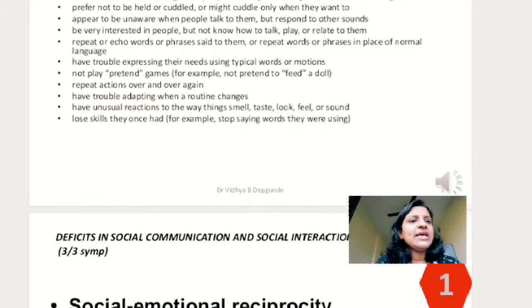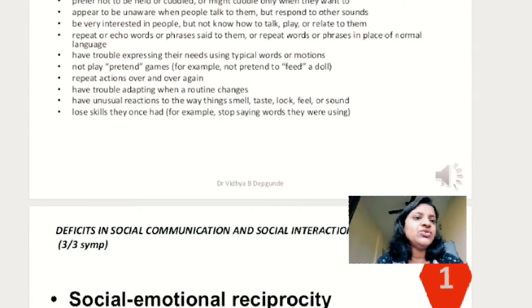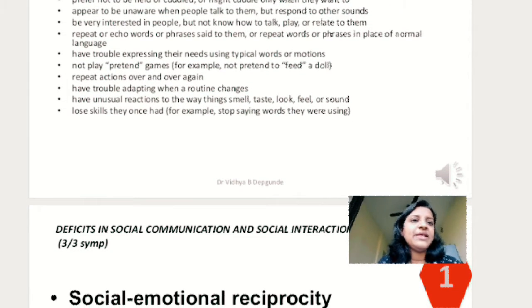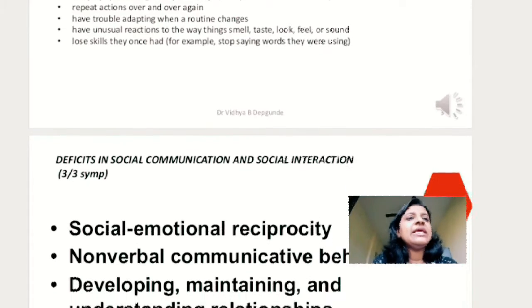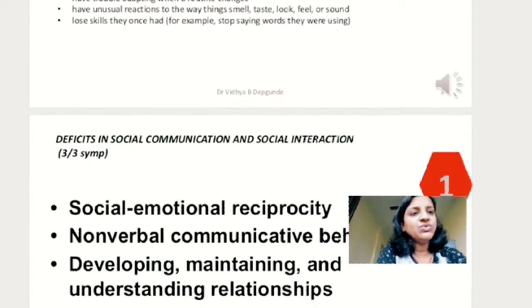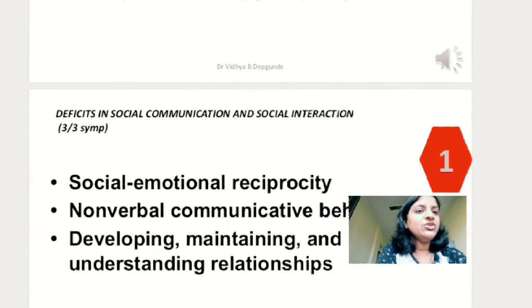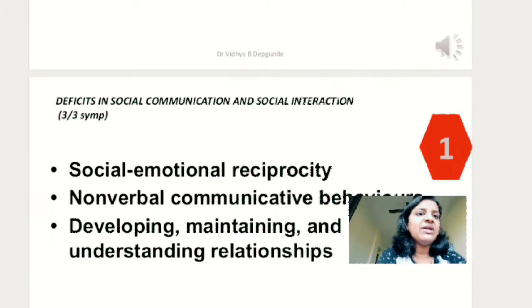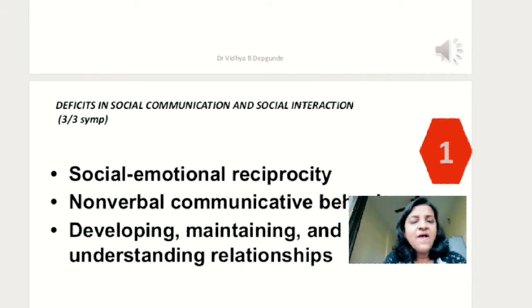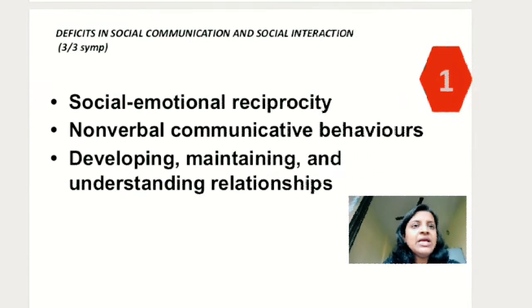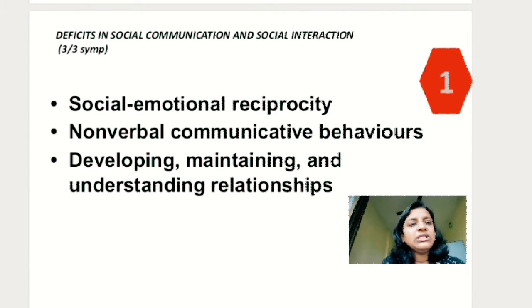They have unusual reactions to certain sensations, and we will get into the details of those in upcoming parts of the video. Whatever skills they have learned once, they tend to lose. They may have learned to speak at some point in their development, but then they forget whatever they had learned in speech, or they may learn to do something and forget how to do it. Let us now come to the 5 categories of DSM-5.